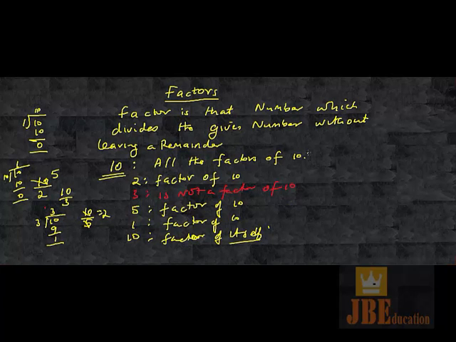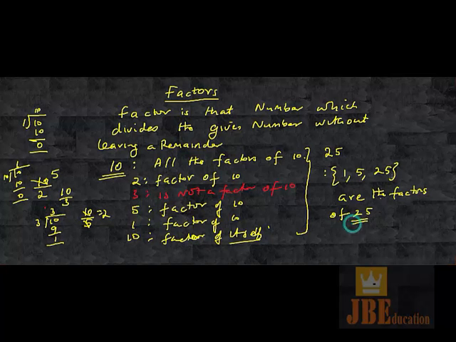So what is the take-home point? Any number is considered to be a factor of a given number if it can divide that number completely without leaving any remainder. For example, if you were to take 25, all the factors, or all the numbers which can divide 25, would be 1, 5 and 25. So 1, 5, 25 are the factors of the number 25.